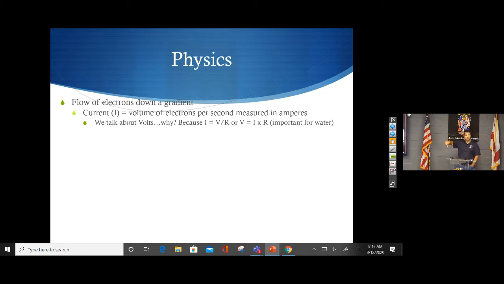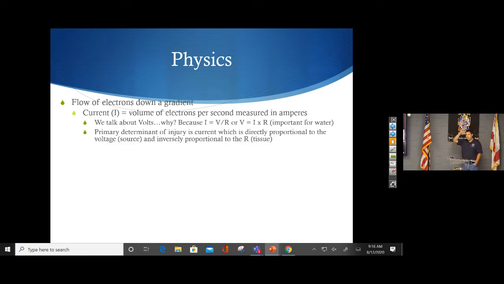Decreases resistance, right? So if you're going to keep V the same and you decrease R, what must happen to I? It has to go up. Okay, so current goes up, resistance goes down. All right, so the primary determinant of the injury, which is the current, is directly proportional to the voltage and inversely proportional to the R, and in our case, it's going to be the tissue.